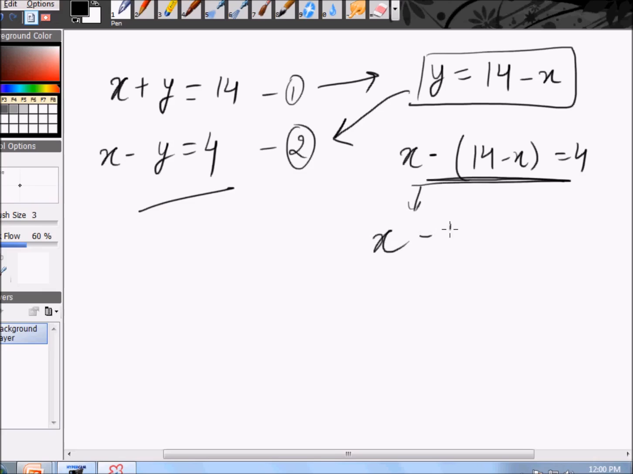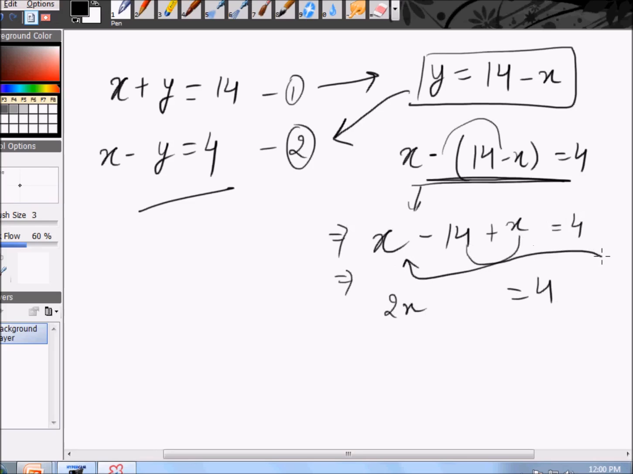Opening the brackets, we get minus 14 and minus into minus plus x equals 4. This implies that x plus x gives 2x, and taking the 14 to the right hand side, we get 4 plus 14. Thus 2x equals 18 and x equals 18 over 2 equals 9. Thus we have found the value of x is 9.